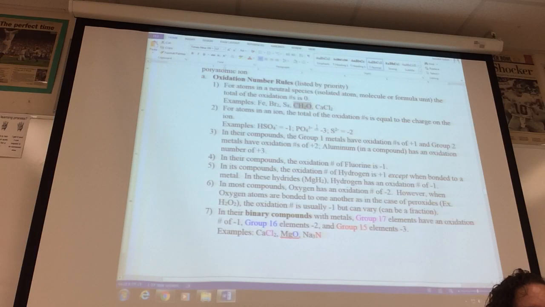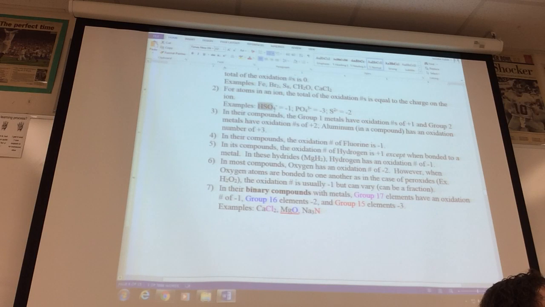If you have a compound, the sum of the oxidation numbers is 0. We'll come back to that. If you have an ion, the total of the oxidation numbers is equal to the charge. So if you considered the oxidation number of H, S, and O, taking into account that you have 4 O's, the oxidation number is equal to the charge. The charge is 1 minus, the oxidation number is -1. If you have phosphate ion, the phosphorus and the 4 O's together have a charge of 3 minus. Oxidation number overall is -3.